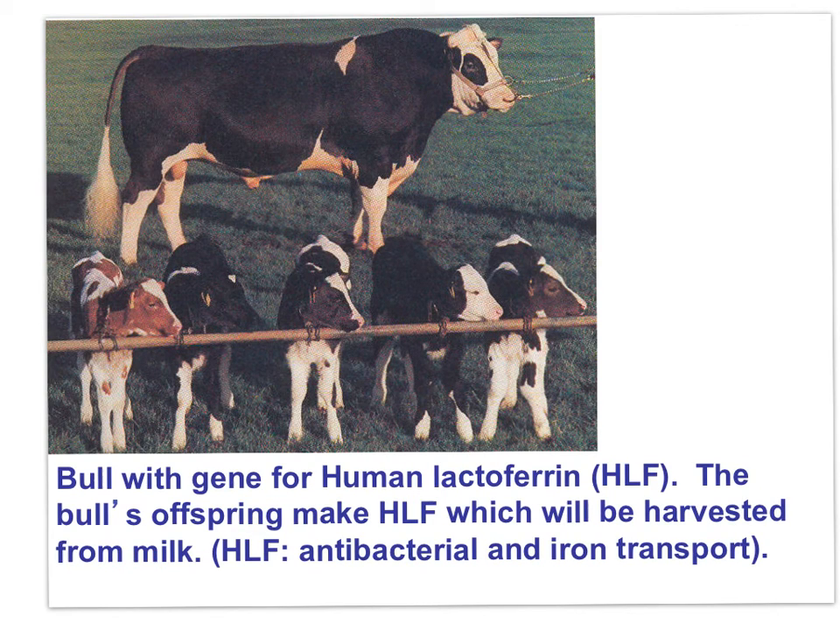The bull seen in this image is a transgenic species with a gene for human lactoferrin, HLF. The bull's offspring make HLF, which will be harvested from the milk. Lactoferrin is one of the components of the immune system of the body. It has antimicrobial activity, in particular antibacterial activity for human infants.